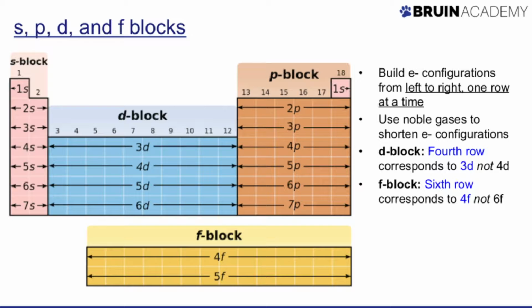It's not shown here very clearly, but this F block actually starts in between 6s and 5d, and so only elements after 6s will have electrons in the F block. It turns out the 6th row corresponds to 4f, not 6f. So essentially for the D block, you subtract 1, for the F block, you subtract 2. For the purpose of your class, F block is not tested very often. Really, you just have to know the S block, D block, and P block.